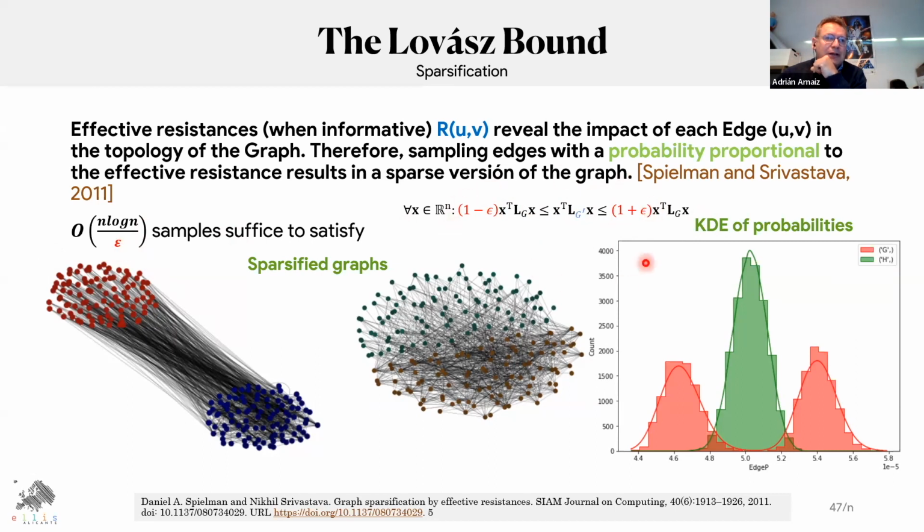This is very important because if the Dirichlet energies are bounded, this means that the eigenvalues are bounded. And this means that the original graph is close to the sparsified graph. So this is a sparsified version of the previous graph here.